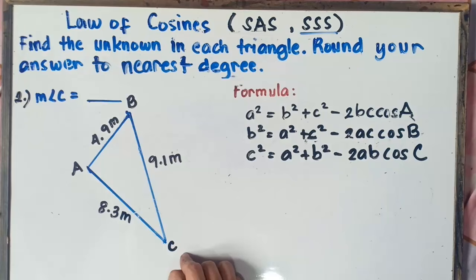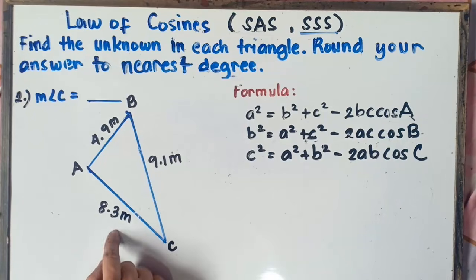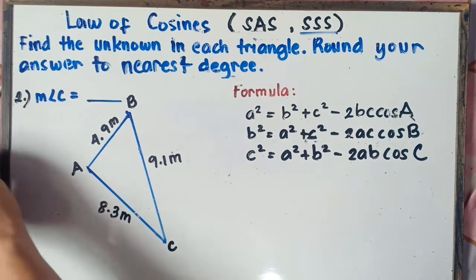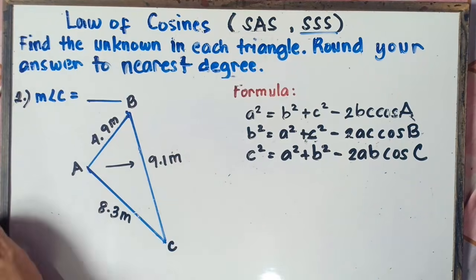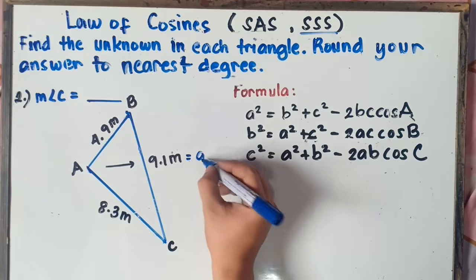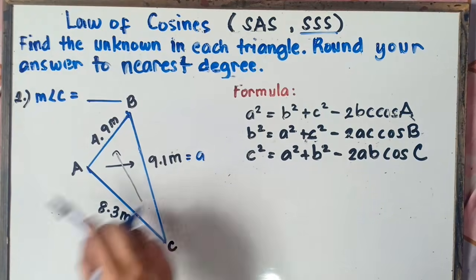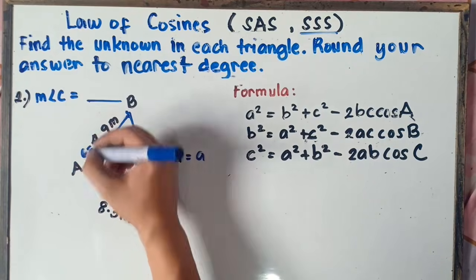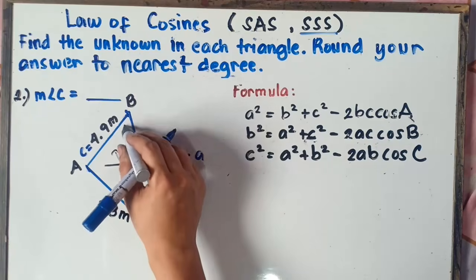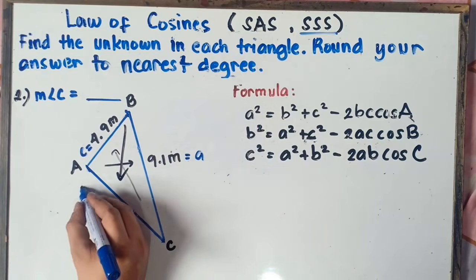Once again, if this is your angle A, opposite of angle A, this one right here, this will be side A. And then opposite of angle C, this one right here, there would be C. Opposite of angle B, this one right here, there would be small b or side B.